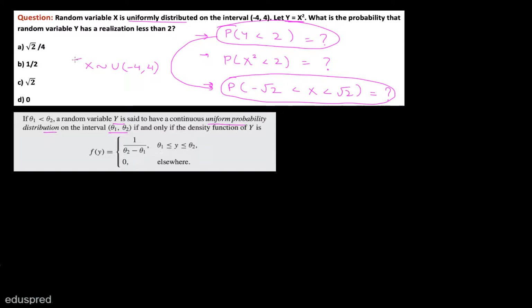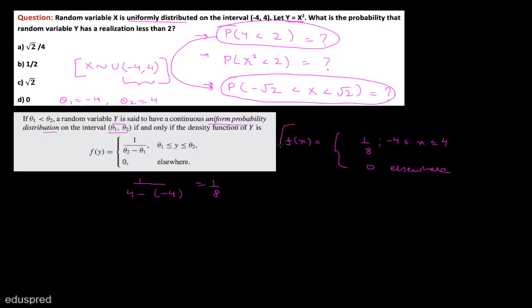In our case, we are working with the random variable x and the interval is -4 to 4. So θ1 is equal to -4 and θ2 is equal to 4. This 1 divided by θ2 minus θ1 can be written as 1 divided by 4 minus -4, which is equal to 1 divided by 8. That means f of x is equal to 1 divided by 8 for the values of x between -4 and 4, and 0 elsewhere. So this is the probability density function that we have.